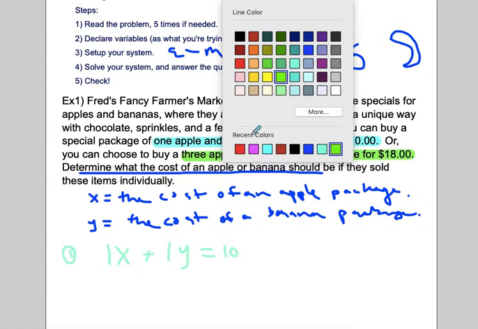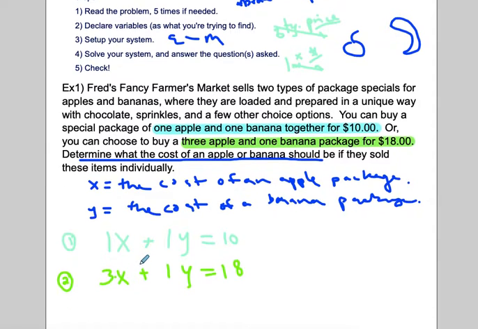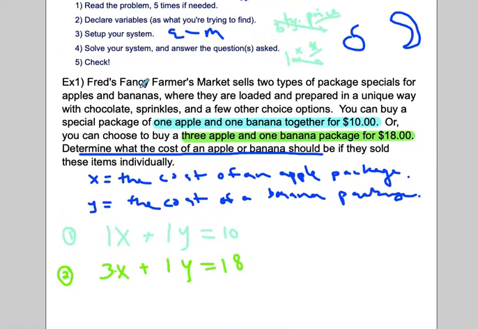Let me find the funky green color. For this one, 3 apples and 1 banana is 18. So now it's going to look something like this, and let's break that down. So 3 times x. X again is the price for 1 apple, the cost of an apple package. So if x is 1 apple package, x plus x plus x would be 3 apple packages, and repeated addition is multiplication. I'm getting 3 of them at the price of something per 1. And there we go.